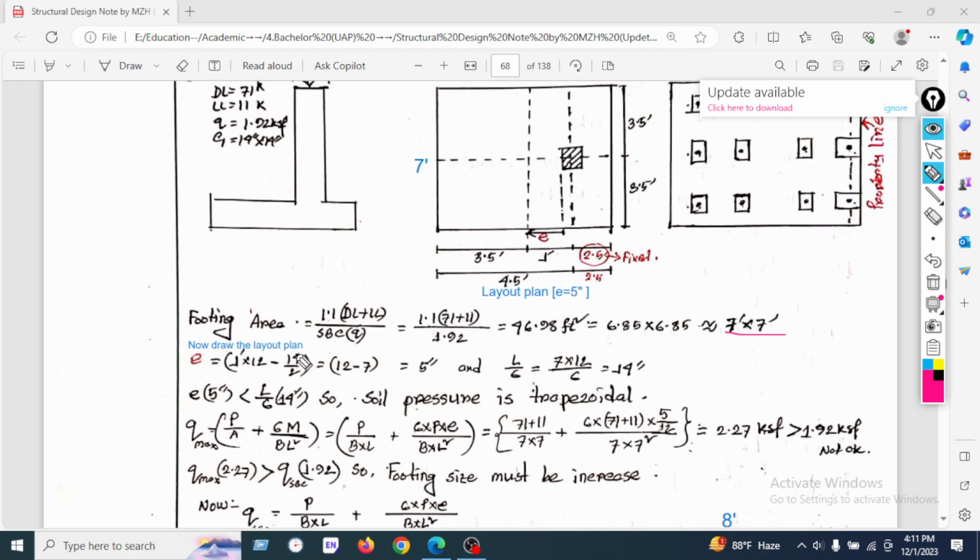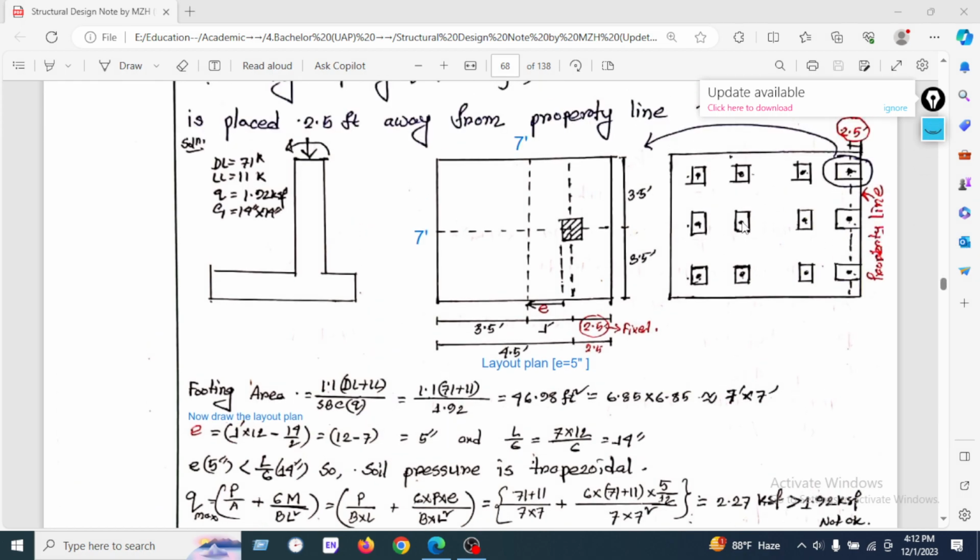Now we will draw the layout plan. Why will we draw the layout plan? Because we have found the dimension of the footing. So if we draw the layout plan, we will get the value of eccentricity, which is very important for our eccentric footing design. Now we will see how we will find the eccentricity.